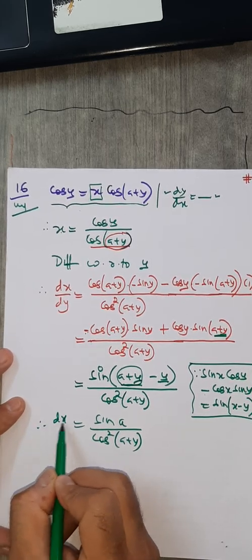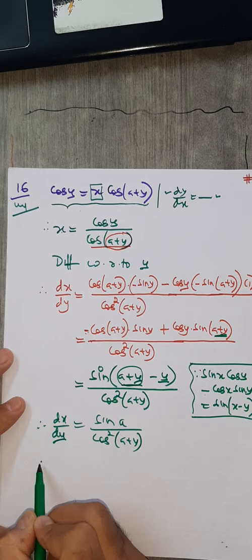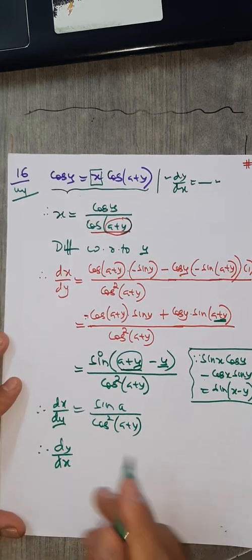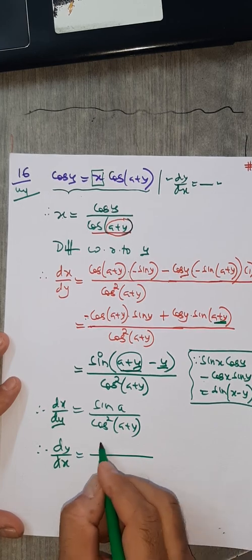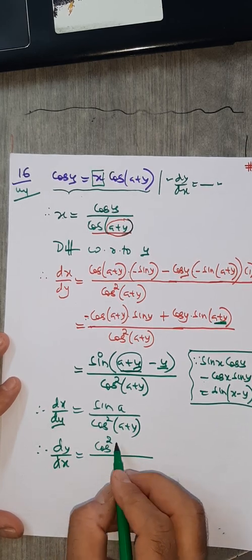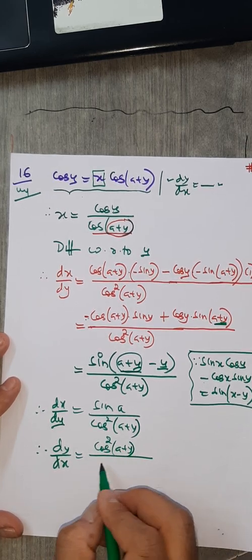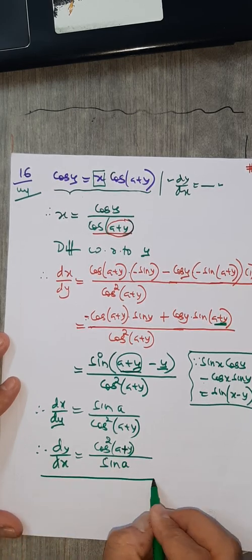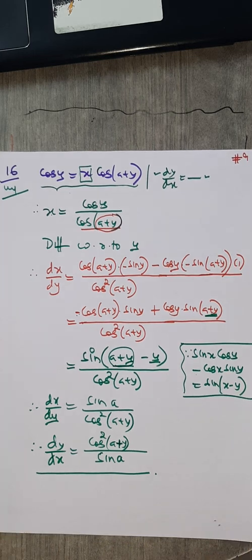This is dy by dx by dy, remember. But you want dy by dx. So just take the reciprocal. So cos squared a plus y upon sin a. This is your answer.